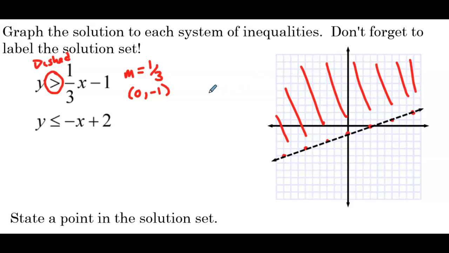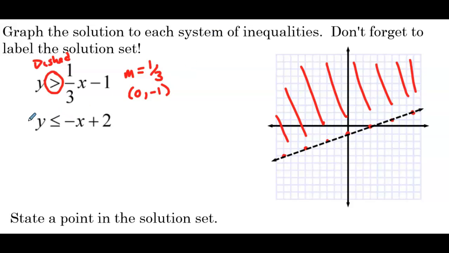And again, if you don't understand that, pick the test point of the origin. Is 0 greater than 0 minus 1? Is 0 greater than -1? It is in fact. So the origin should be in our solution set, which it is based on our shading.